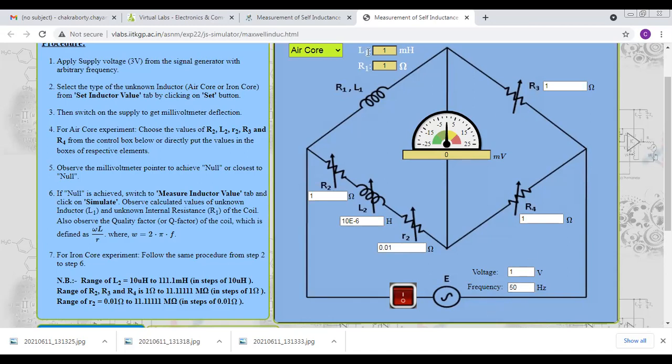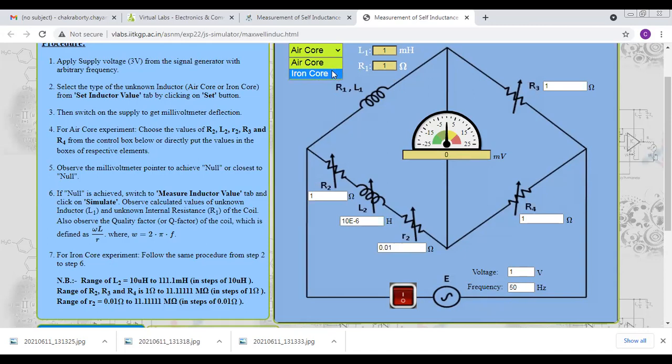And this is the L1 R1. This is unknown, but why is there a 1 here? Because we can change it, and we can select the core also. It may be an air core or an iron core. We can use any one.